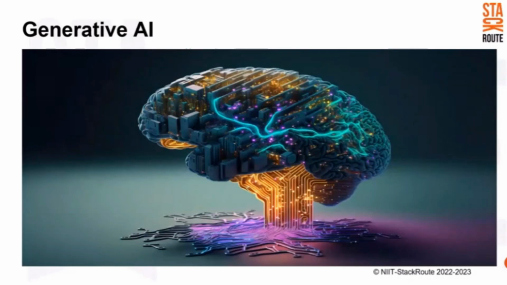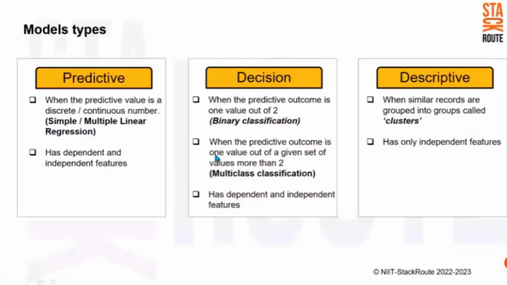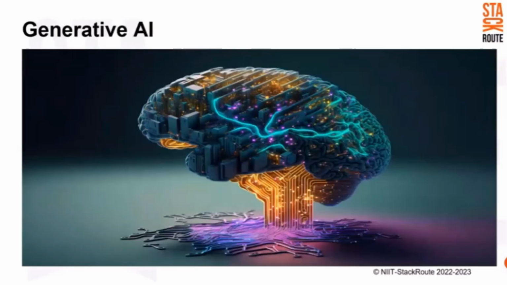OK, so what are the three types of models that we saw? Yes, it is predictive model, decision model, and descriptive model. So predictive model is about doing regression prediction. Then decision model is about making a classification. And then descriptive model is about doing the clustering.